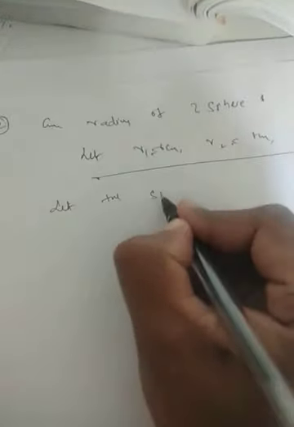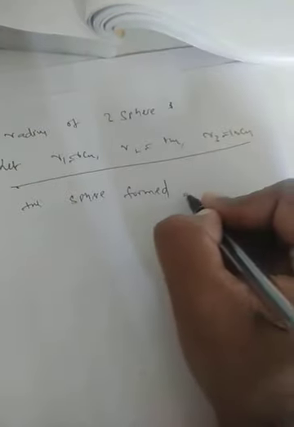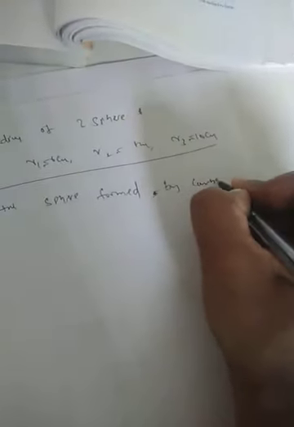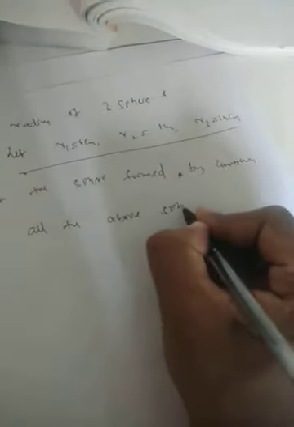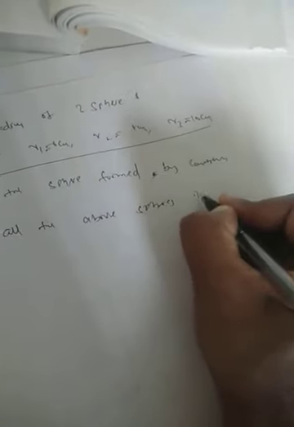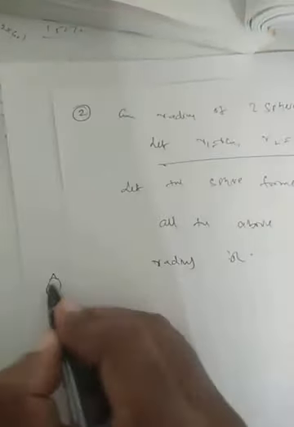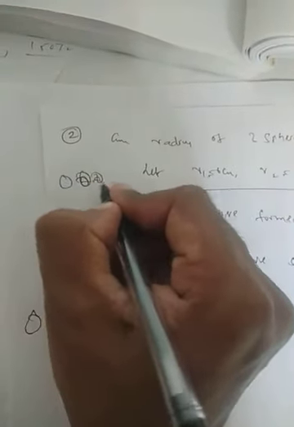So let the sphere formed by combining all the above spheres be of radius R. Now look at here. There are 3 smaller spheres like this.